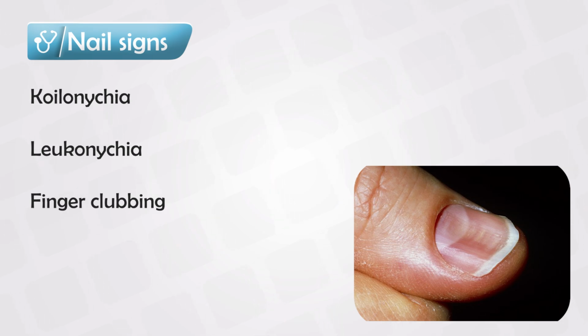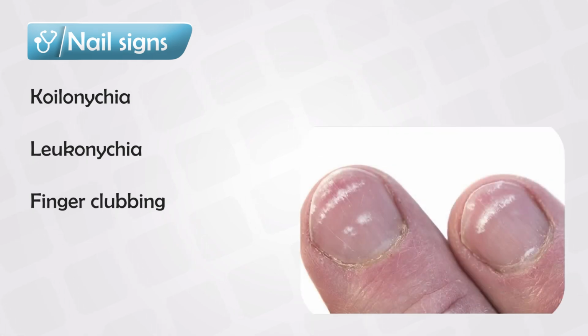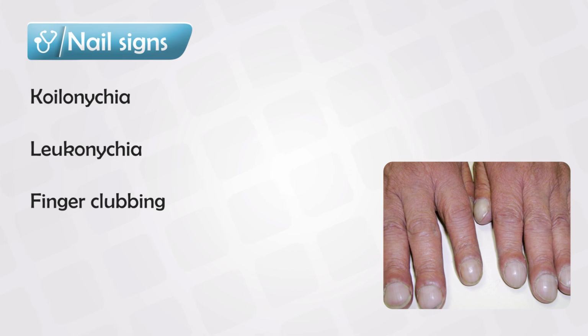Like koilonychia, which is spoon-shaped nails, and this can be a sign of iron deficiency anemia, and leukonychia, which is a whitening of the nail bed. This can be due to hypoalbuminemia or some other liver disease. And of course, finger clubbing, which is a sign of cardiovascular or respiratory problems.